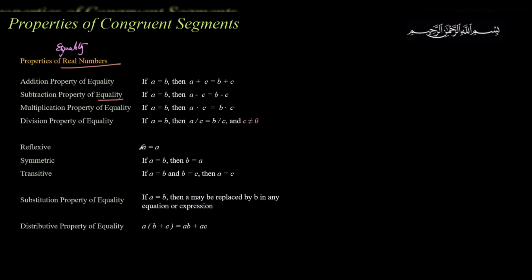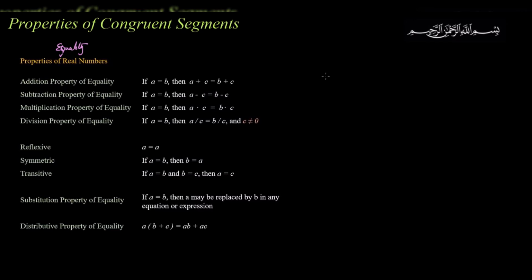multiplication property of equality for real numbers, division property of equality for real numbers. And the next three are very important. I didn't write down the whole thing over here because they get kind of cluttered. But the reflexive property of equality for real numbers, symmetric property of equality for real numbers, transitive property of equality for real numbers. And you must really, really understand this.